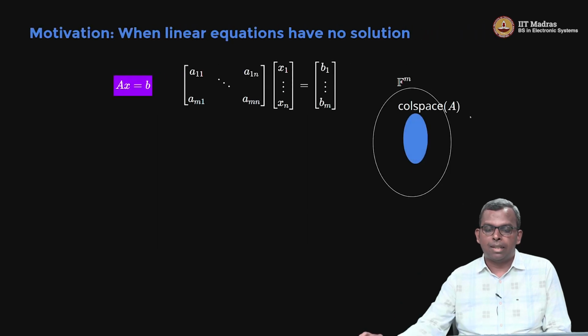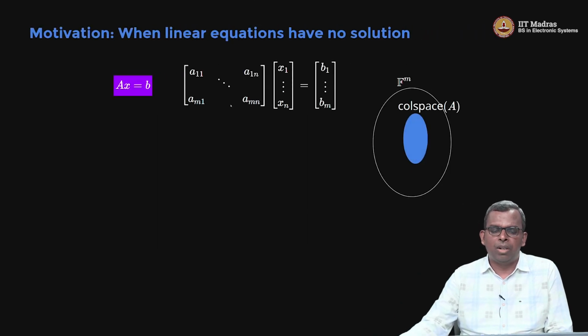So here is the motivation. We've seen that linear equations have a huge number of applications. Everywhere you look there are linear equations that you have to solve, and quite often you will end up in a situation where you have Ax equals b as your linear equation. A is an m cross n matrix, x1 to xn are the variables, and b1 to bm are the constants on the other side.